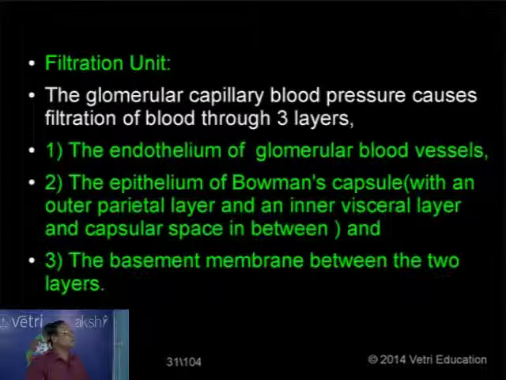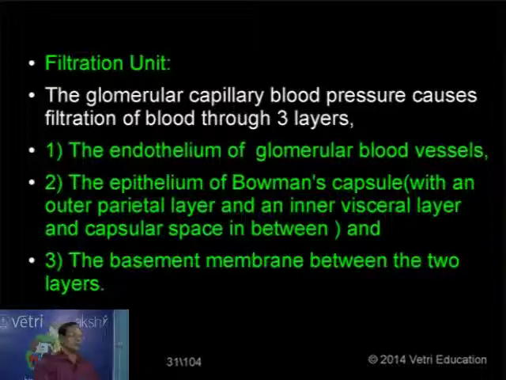Now, the filtration occurs through a structure called the filtration unit. As I mentioned already, the pressure inside the glomerular capillary is always high compared to normal capillaries. This is because the incoming afferent arteriole has a larger diameter than the outgoing efferent arteriole, which creates a high pressure. The filtration occurs through a structure called a filtration unit. The filtration unit is formed of three components through which the various materials are filtered out.